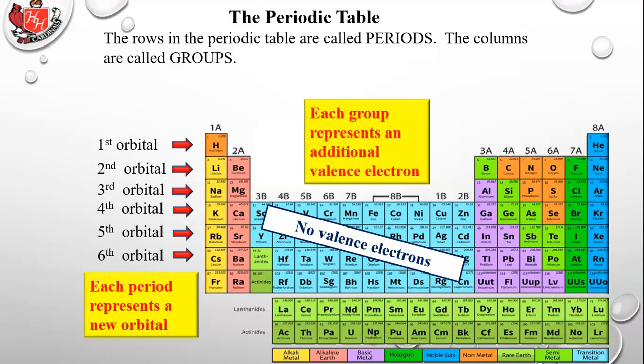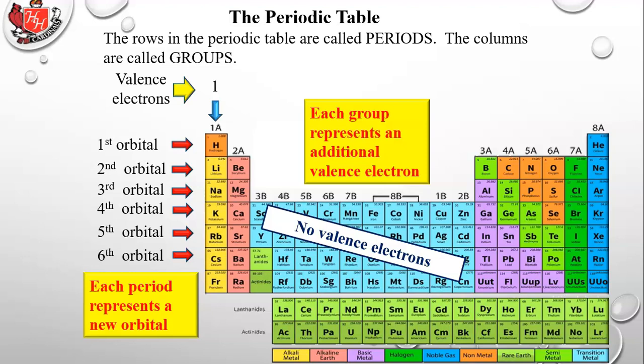Each group, that is column, represents an additional valence electron. So all of the elements in the first column, from hydrogen down to francium, down at the bottom, have one electron in their valence orbital. So for hydrogen, that would be the first orbital. It has one electron in its first orbital. Lithium has two orbitals, so its valence orbital is the second orbital. It has one electron in its second orbital.